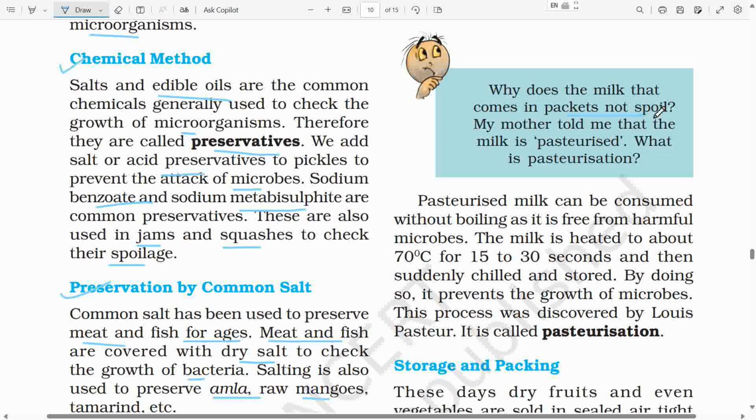Bujo has a question. Why does the milk that comes in packets not spoil? My mother told me that the milk is pasteurized. What is pasteurization? Pasteurized milk can be consumed without boiling as it is free from harmful microbes. The milk is heated to about 70 degrees Celsius for 15 to 30 seconds and then suddenly chilled and stored. By doing so, it prevents the growth of microbes. This process was discovered by Louis Pasteur. It is called pasteurization.